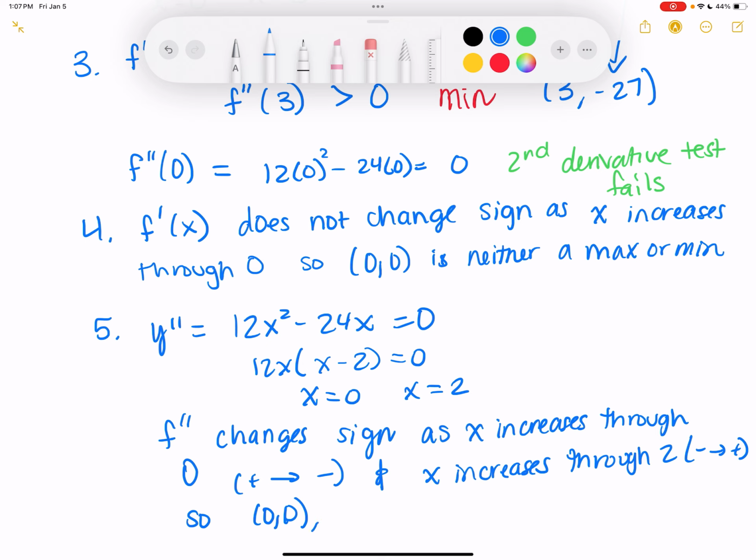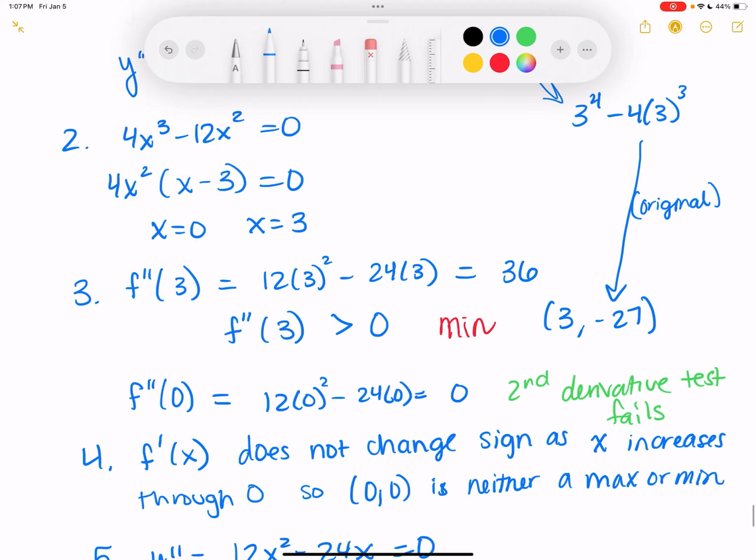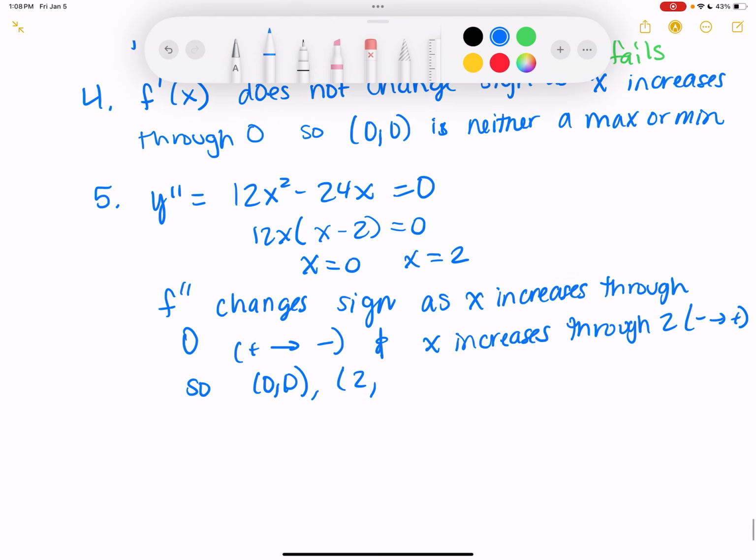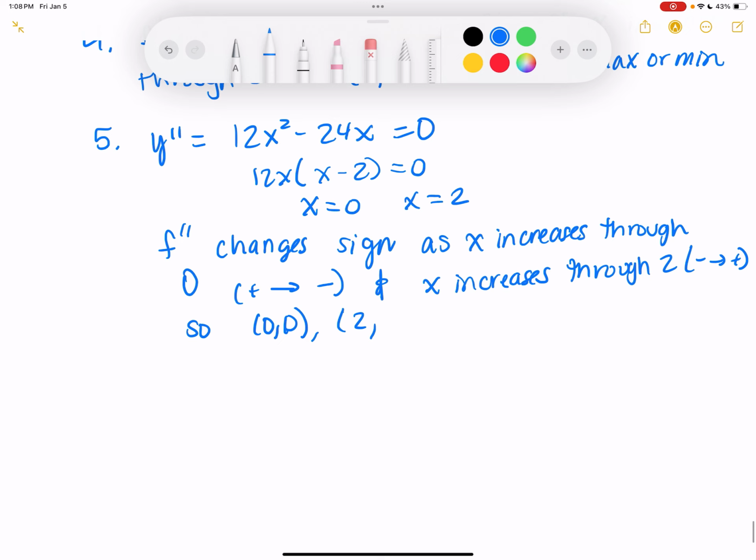And that again came out of the original. And then for 2, we need to see what 2 is in the original. If I plug 2 into the original, what do I get? Negative 16? Okay. So (2, -16) is also a point of inflection.